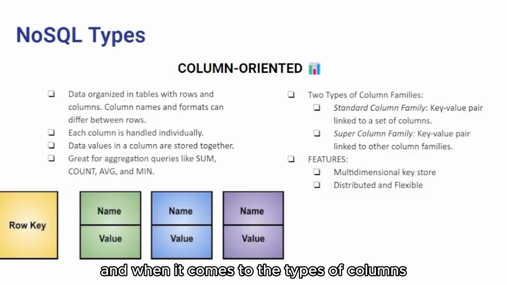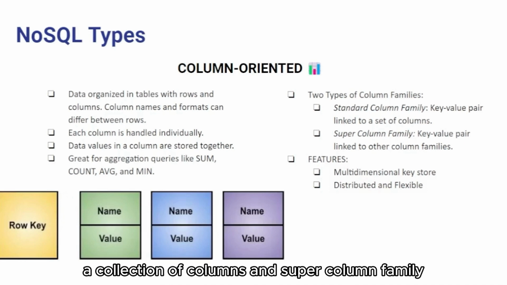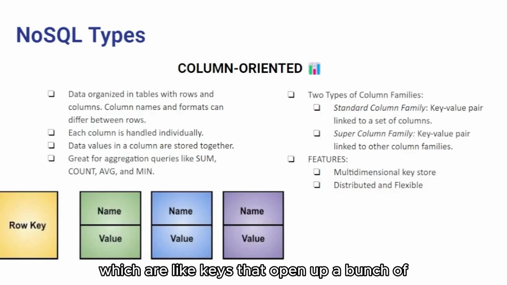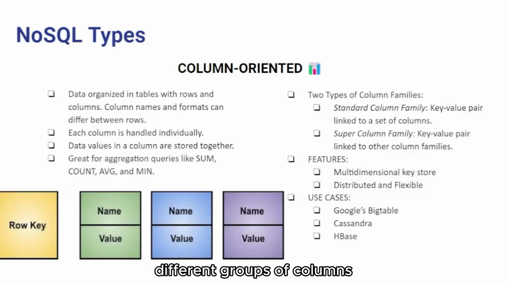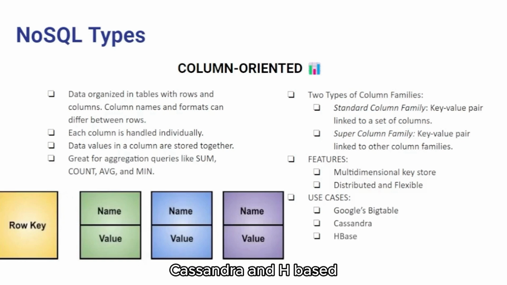And when it comes to the types of columns, you'll encounter two groups. The standard column families, which are like keys that open up a collection of columns, and super column families, which are like keys that open up a bunch of different groups of columns. So some examples of this would be Google's Bigtable, Cassandra, and HBase.